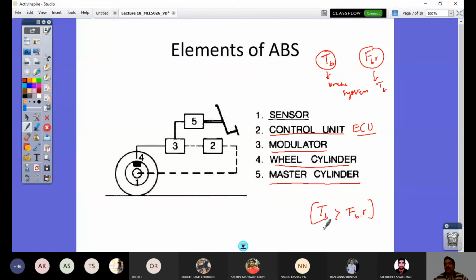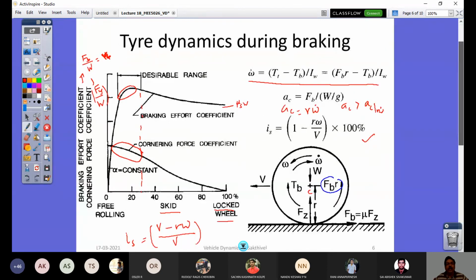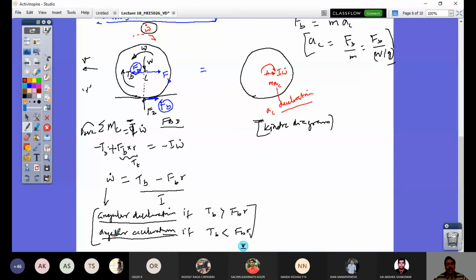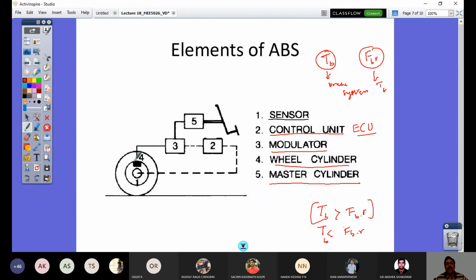Then what will happen? TB will be less than FBR. When TB is less than FBR, the wheel is not locked, it is rotating. Why is it rotating? Look at the free body diagram that we have seen in the last period. When TB is less than FBR, I get an angular acceleration. When I get an angular acceleration, the omega value will be increasing, the speed will be increasing. When speed is increasing, the wheel is not locking, instead it is rolling.